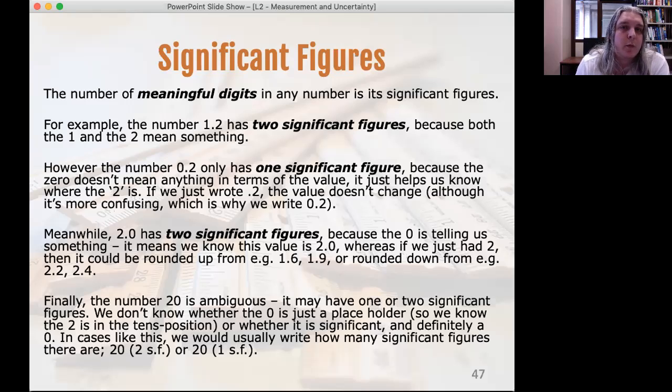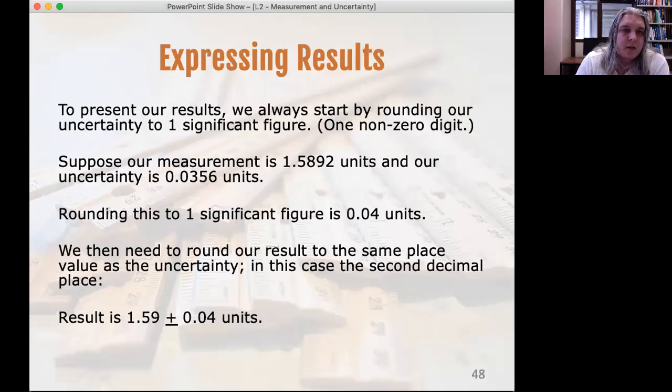The reason we want to talk about significant figures is for expressing experimental results. We always express uncertainties with only one significant figure. This is not a worldwide true statement. This is just for this course and for physics at Massey University. We do uncertainties to 1SF, one non-zero digit.